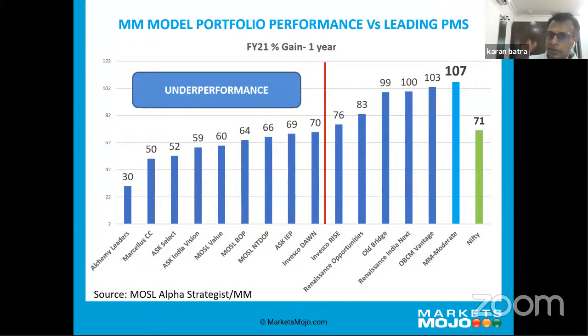Just to give you another perspective, in financial 21, this is the performance of some of the biggest portfolio management houses in the country. The benchmark Nifty itself was 71% up. And this is the performance of the flagship funds of a lot of PMS houses. So many even underperformed the market. These PMSs outperformed the market, but if you see MarketsMojo, which is the moderate portfolio, it was better than all these PMS houses.